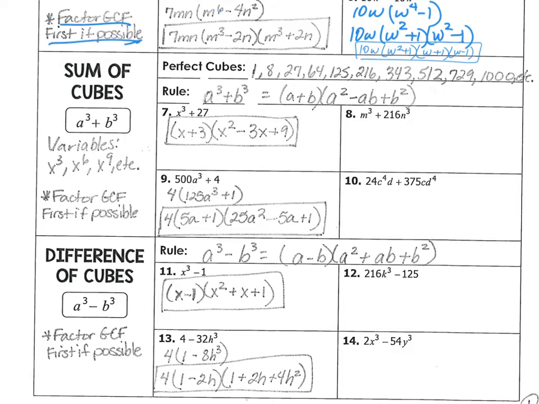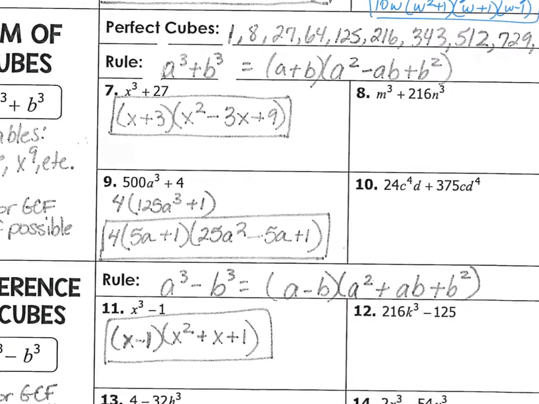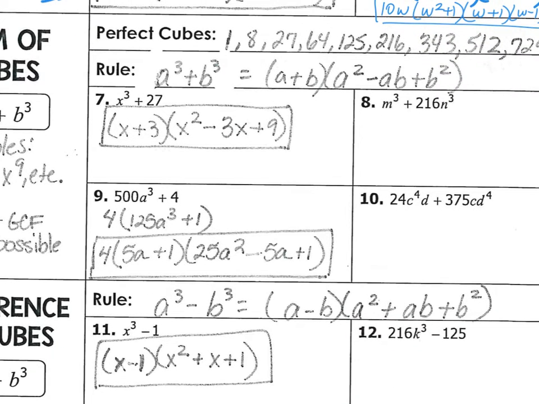So how do these break apart? There are 2 different rules, one for sum and one for difference. For the sum of cubes, the rule is a to the 3rd plus b to the 3rd equals, and here's your factored form. The first parentheses gets a plus b, and then the second parentheses is a squared minus ab plus b squared.